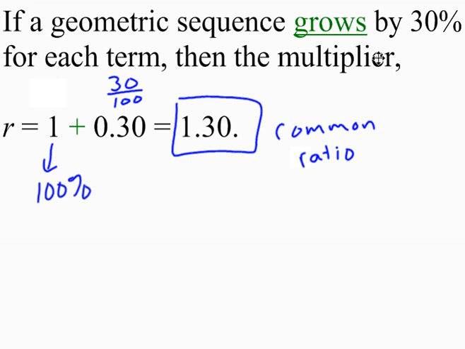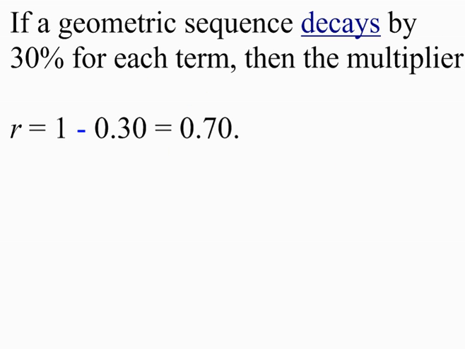Okay, let's look at the next one. If we're going to be decaying, that means we're taking it away. So I have 100%, but it's decaying by 30%, which means I only have 70% left. So you do 1 minus, turn your 30 into a decimal, and your calculator will give you 0.7.